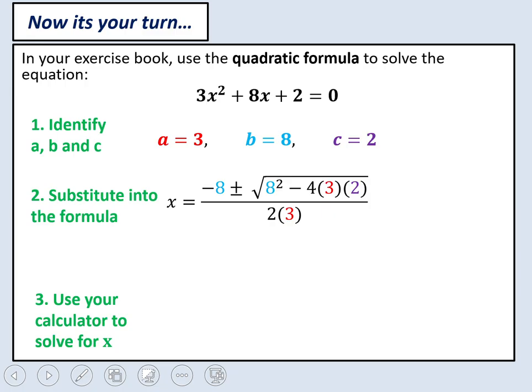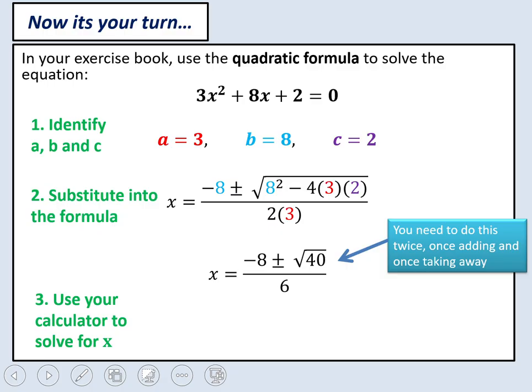So we've got negative 8 plus or minus square root 8 squared minus 4 times 3 times 2 over 2 times 3. Again, we are just simplifying this. So 8 squared is 64. 4 times 3 is 12 times 2 is 24. So 64 take away 24. And 2 times 3 on the bottom.